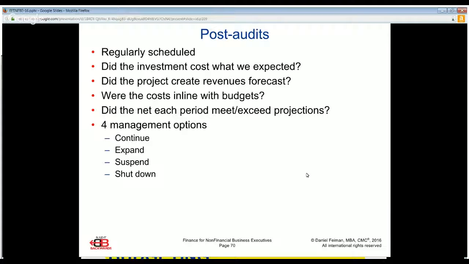That's part of the question we need to answer. So we'll look at and really evaluate this at 4 levels, what's called the 4 management options. And I mentioned this in the last module. The 4 management options we have on any project when we analyze the revenues, expenses, profit, and net cash flow is to continue the project because it's working as we planned.